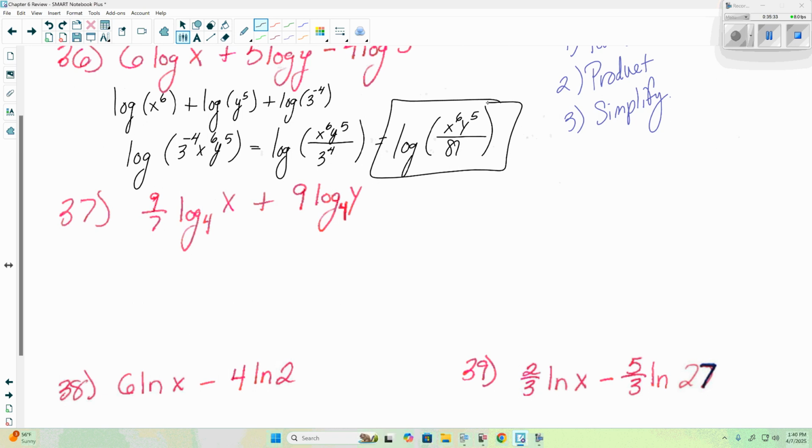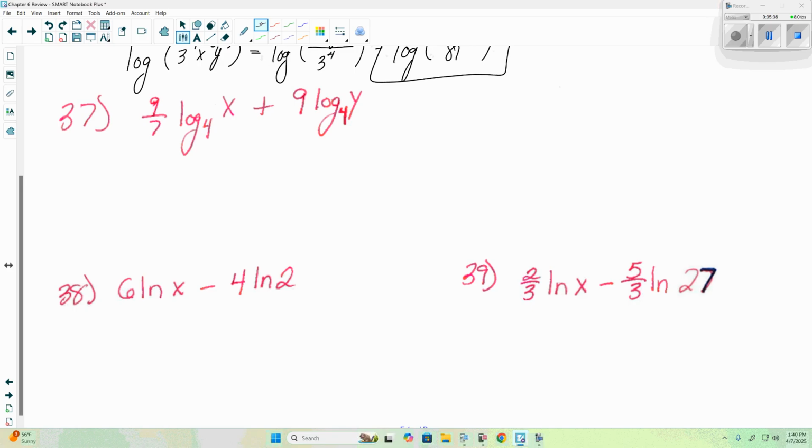37. Powers first. So 9/7 times log base 4 of x is going to become log base 4 of x to the 9/7 plus 9 times log base 4 of y is going to become log base 4 of y to the 9th. We move the numbers in front of the log back up to the exponents. Now we have 2 logs being added, so we can rewrite it as a single log with what's inside being multiplied.